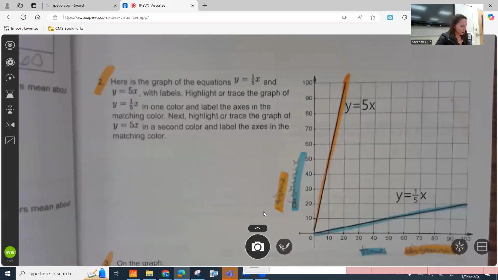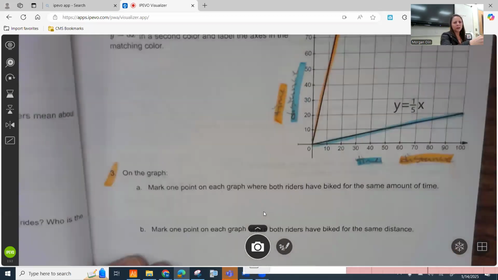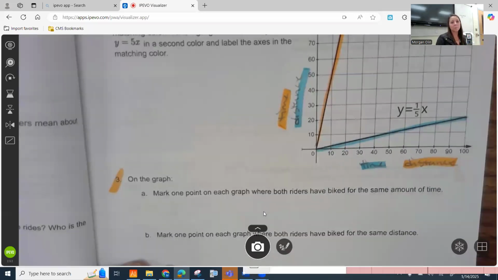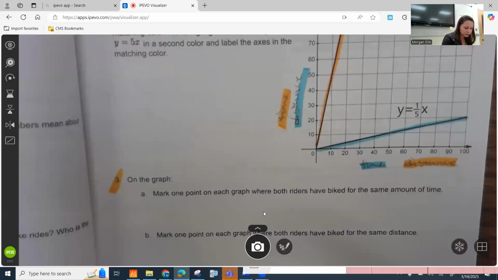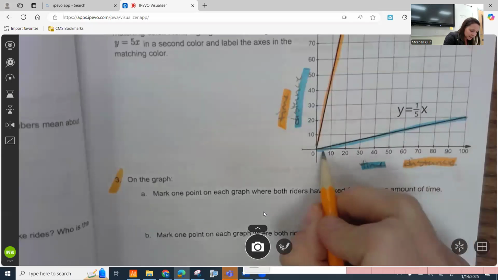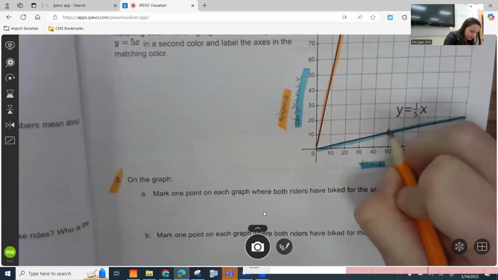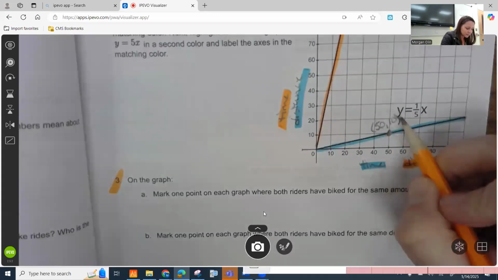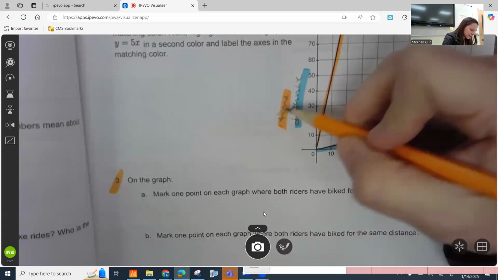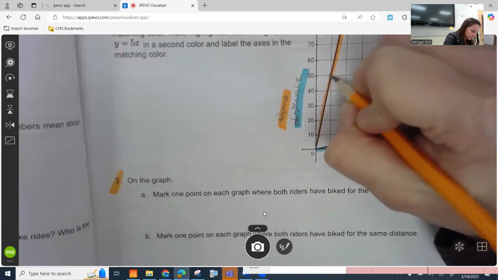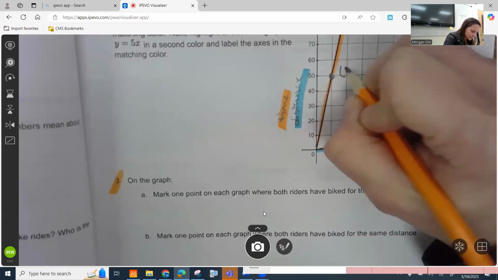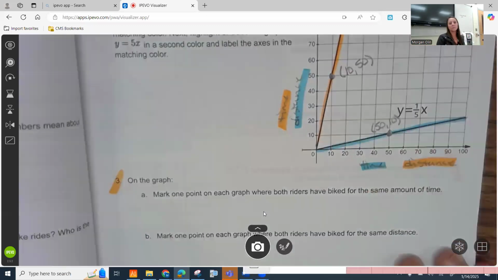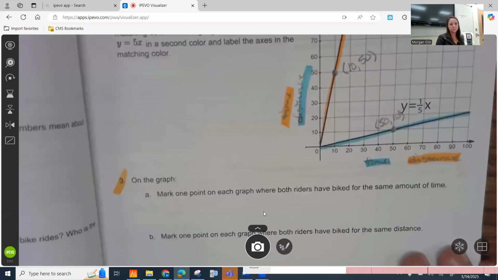Okay. All right. Now, let's do number 3. On the graph, mark one point on each graph where both riders have biked for the same amount of time. Okay, so let's just mark one. So here, what if I say, let's do an easy one. So here, this one means time, so that's 50 minutes. All right, so that's the point 50, 10. So in 50 minutes, he's gone 10 miles. All right, so look here, time, let's go to 50. All right, this time the point's 10, 50. All right, so we just marked it.